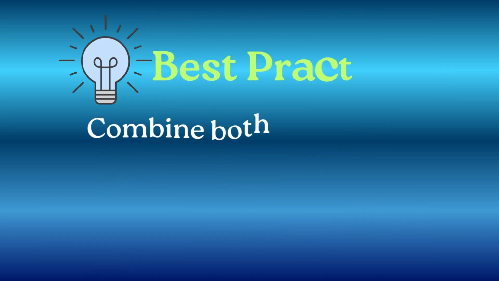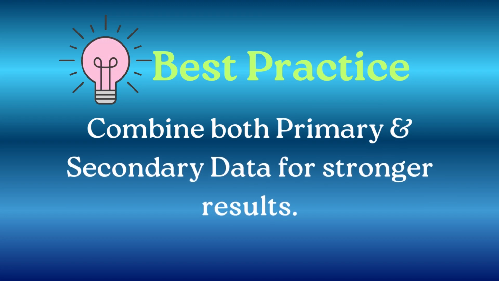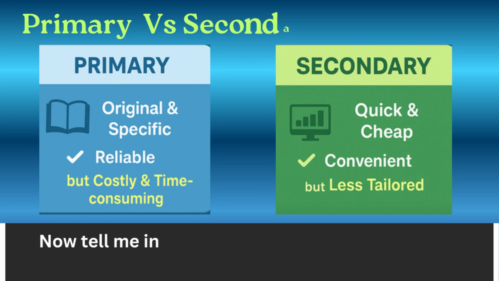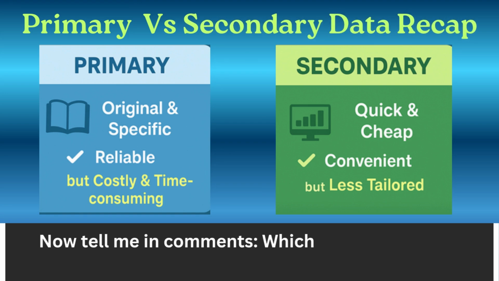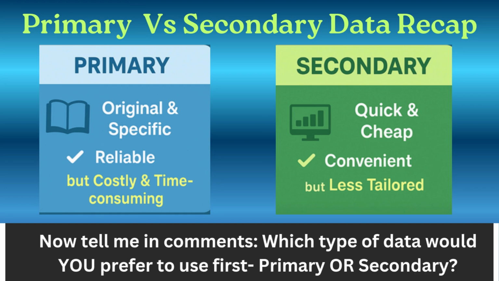And the smartest approach, use both. Many researchers actually combine both. They start with secondary data to understand the landscape and then use primary data to fill in the gaps. So now you know the difference between primary and secondary data and when to use each. Primary is original and specific but costly. On the other hand, secondary is quick, broad but less tailored. And the key is knowing which one fits your needs or better yet combining both.